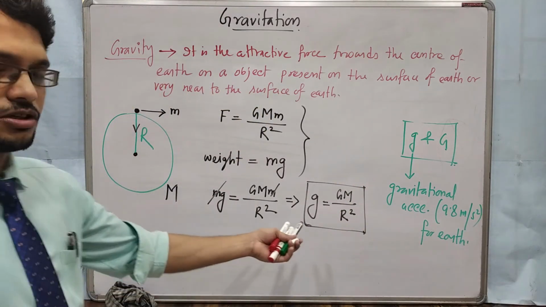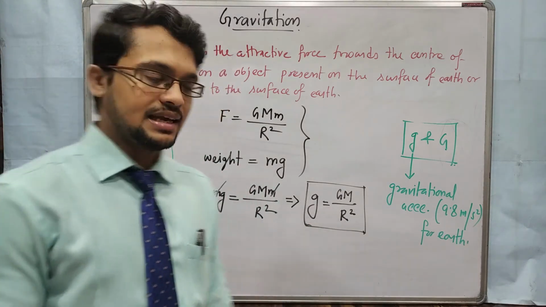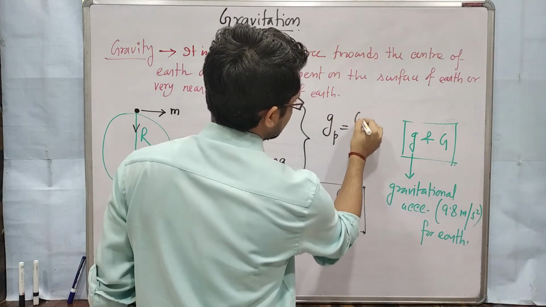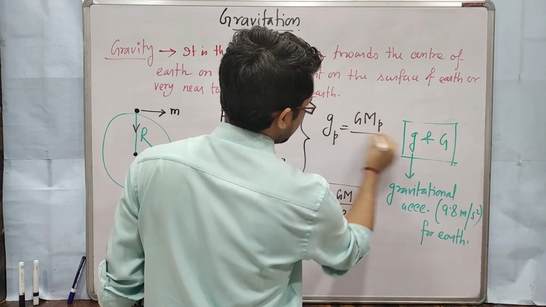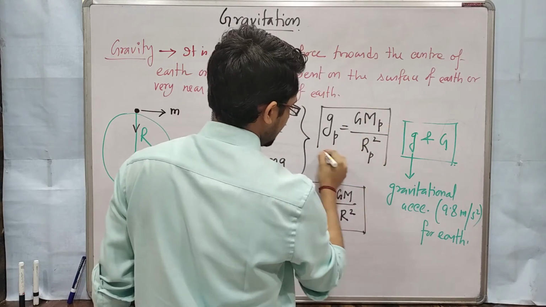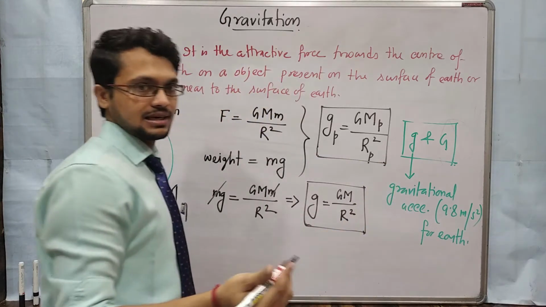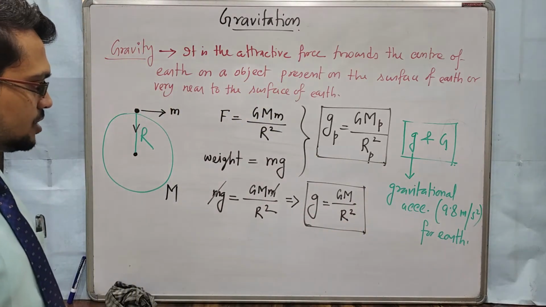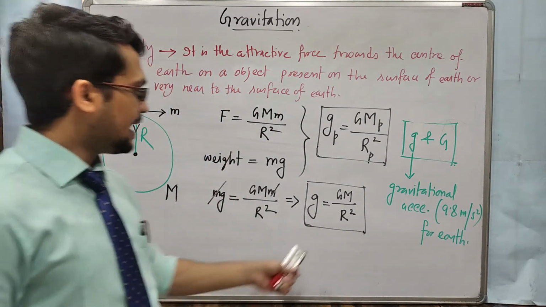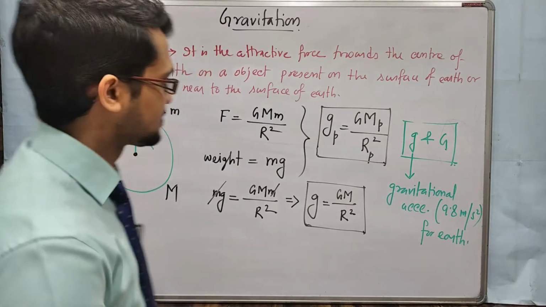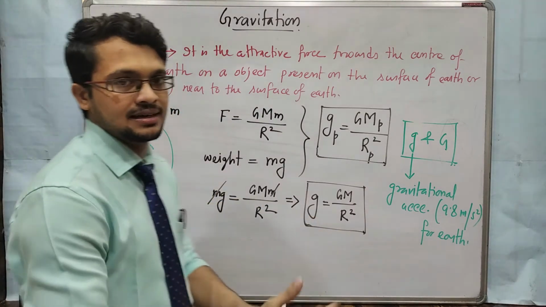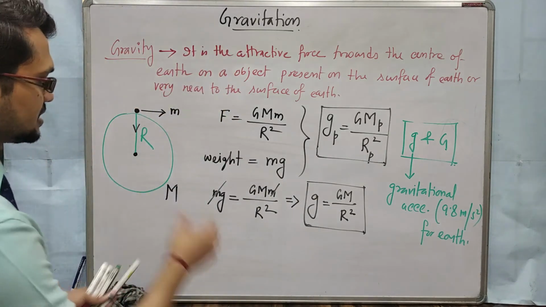And this relation is not true only for the earth. If we take any planet, then this relation is true. For any planet, M will be the mass of that planet and R will be the radius of that planet. Or we can take natural satellites like the moon. So this gravitational acceleration depends on the mass of that planet and the radius of that planet. Clear? This thing you have already done in class 9, I hope.